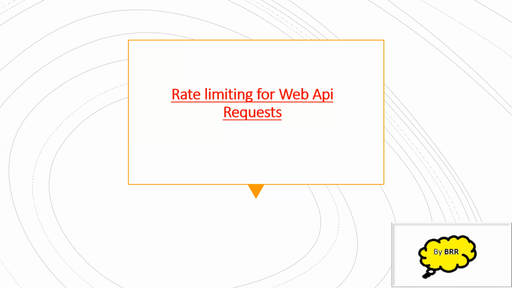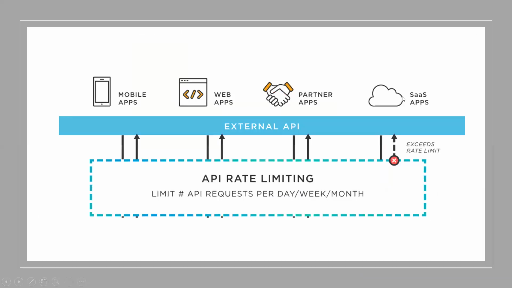So rate limiting is the process of controlling the number of requests for a resource within a specific time window. Each unique user or IP address will have a limitation on the number of requests to an API endpoint. Okay, and let's look at the diagram of how this API request happens.